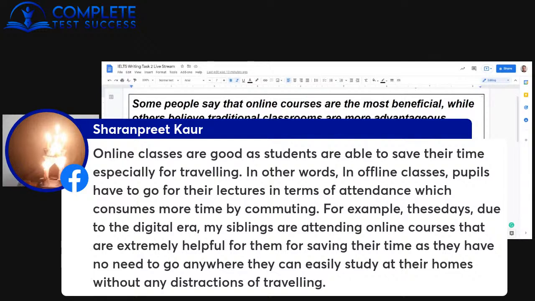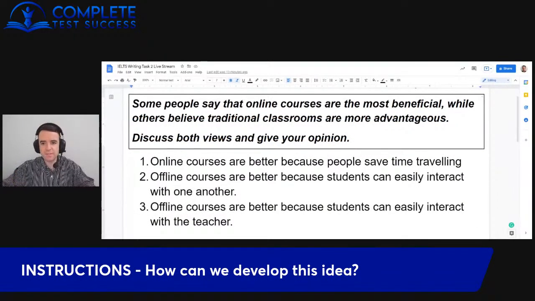Good. Yes. But the distractions thing is a bit confusing because you're talking about saving time and then you put in distractions at the end. So that seemed a bit out of place.